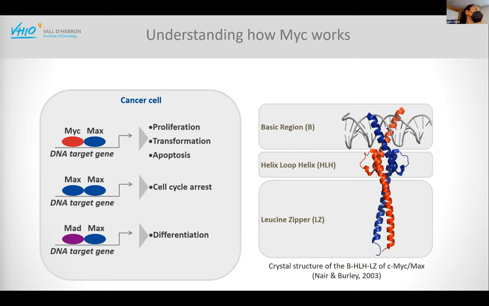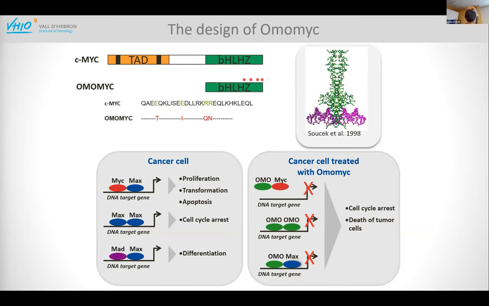And so as a student, I thought, if I want to inhibit MYC, I can either disrupt MYC and MAX interaction or disrupt their interaction with the DNA. And I was very lucky because I managed to do both things at once. I essentially designed a fake MAX, an alternative partner for MYC, which I called HOMO-MYC.